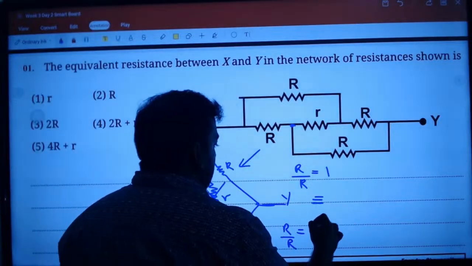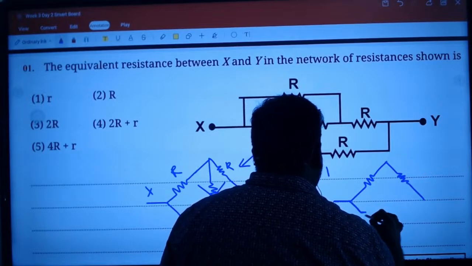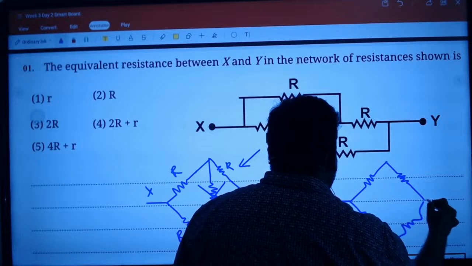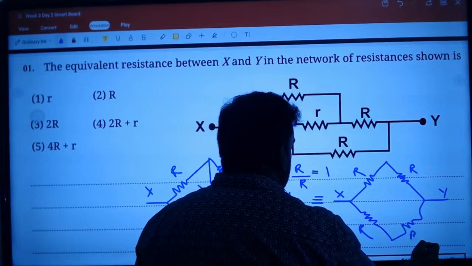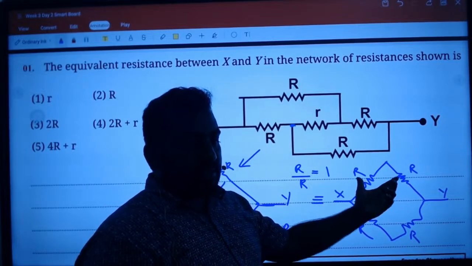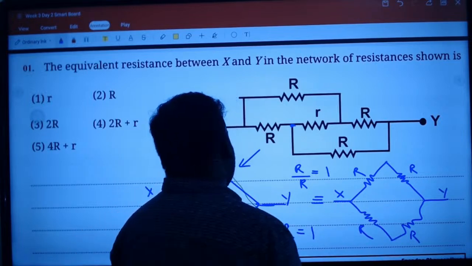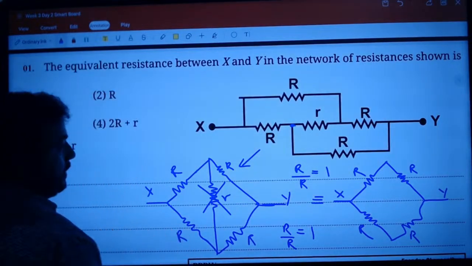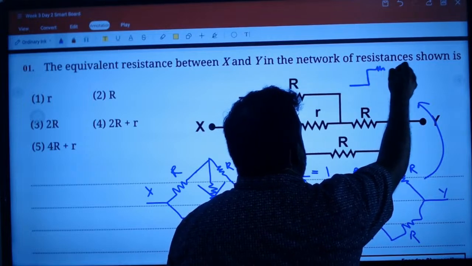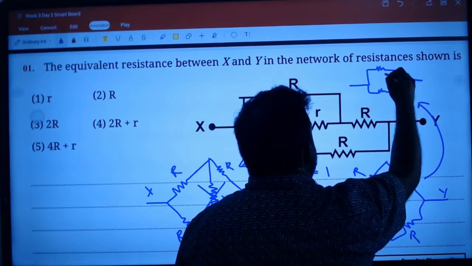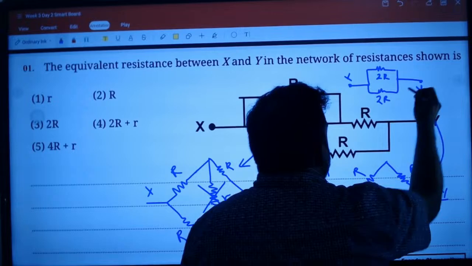Now you can simplify this. You have a resistor here, a resistor there, a resistor here and a resistor there. That's X, that's Y. Resistors in series, you can add them: 2R. So if you work the problem out, here on top you have resistor 2R, and here you have resistor 2R, between X and Y.